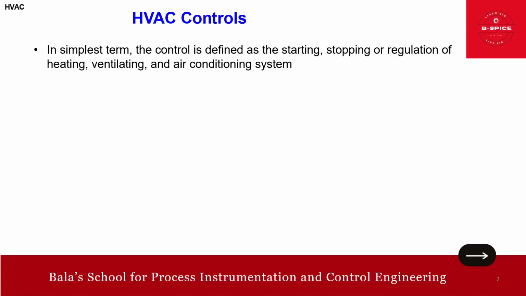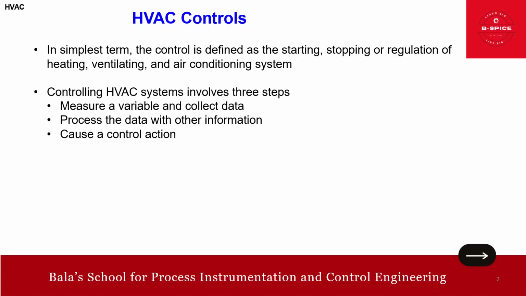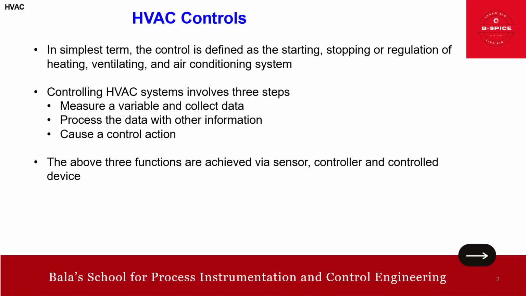So in a simplest term, the control is defined as starting, stopping, or regulation of heating, ventilating, and air conditioning system. So controlling HVAC involves three steps. Very simple. Measure a variable and collect data. Then process the data with other information. Then cause a control action. As simple as that. So the above three functions are achieved, of course, via sensor and controller and control device. As simple as that, right?